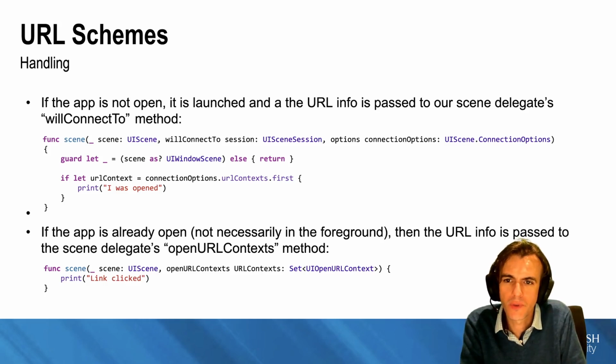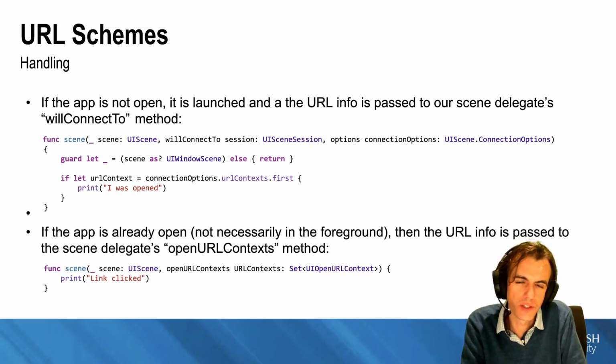Okay, so there are a couple of things we need to do to our scene delegate to support URL schemes. And this caters for two different situations. One where the app is not open and it gets launched, and the URL is going to be passed to our scene delegate's willConnectTo method.